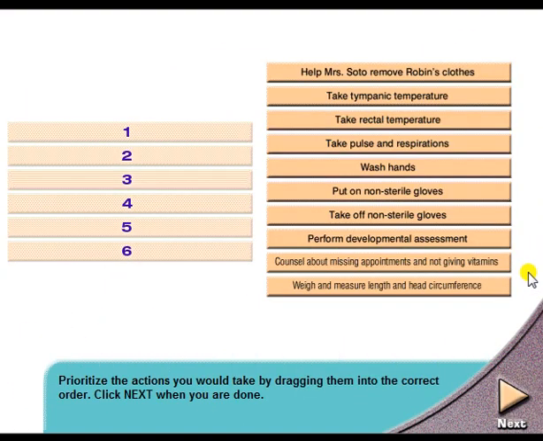Prioritize the actions you would take by dragging them into the correct order. Click Next when you are done.